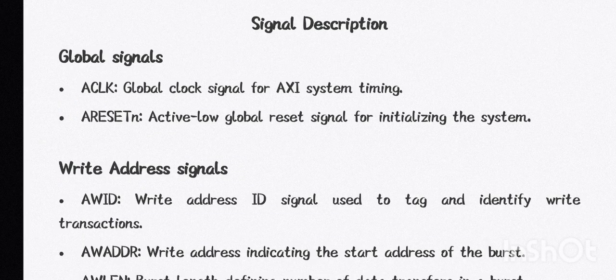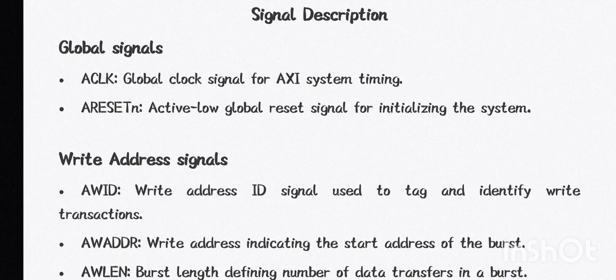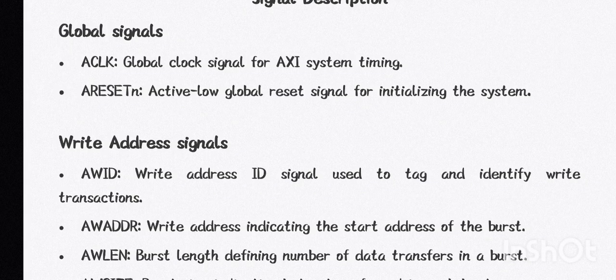Signal description. We have signals like global signals, write address signals, write response signals, write data signals, read address signals, read data signals. Now we will start with global signals. Global signals are clock and reset. ACLK is the global clock signal for AXI system timing. ARESETn is the active low global reset signal to initialize the system.